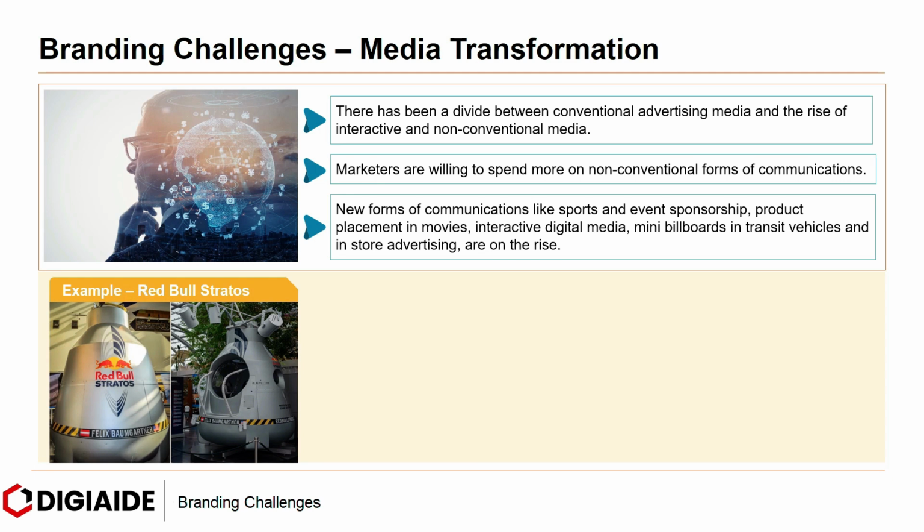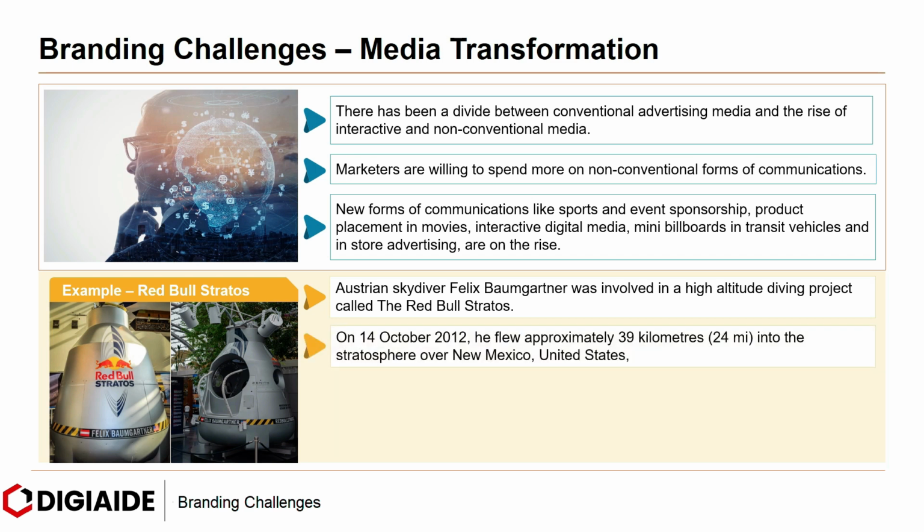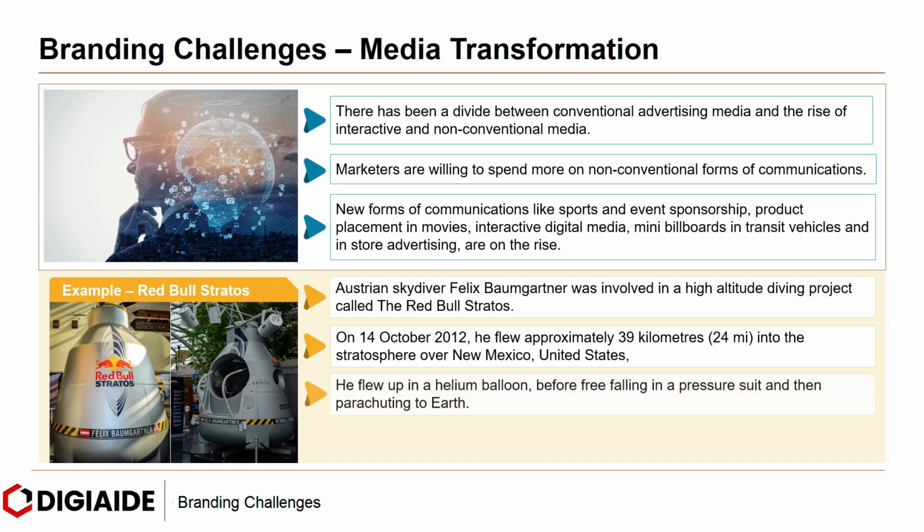Example, Red Bull Stratos. Australian skydiver Felix Baumgartner was involved in a high-altitude diving project called the Red Bull Stratos. On October 14, 2012, he flew approximately 39 kilometers into the stratosphere over New Mexico, United States. He flew up in a helium balloon before free-falling in a pressure suit and then parachuting to Earth.